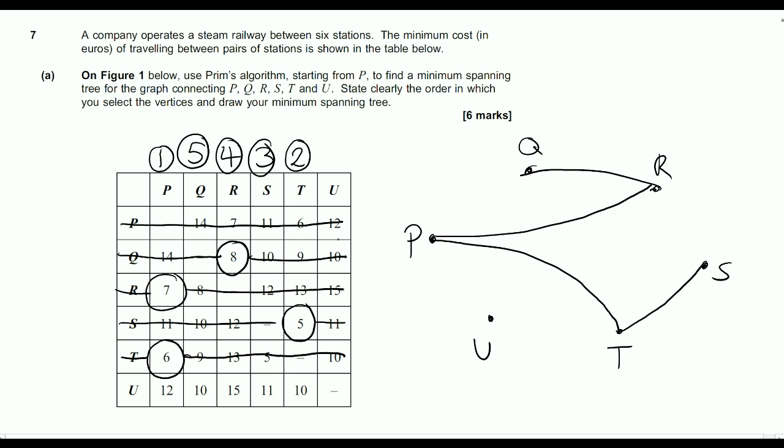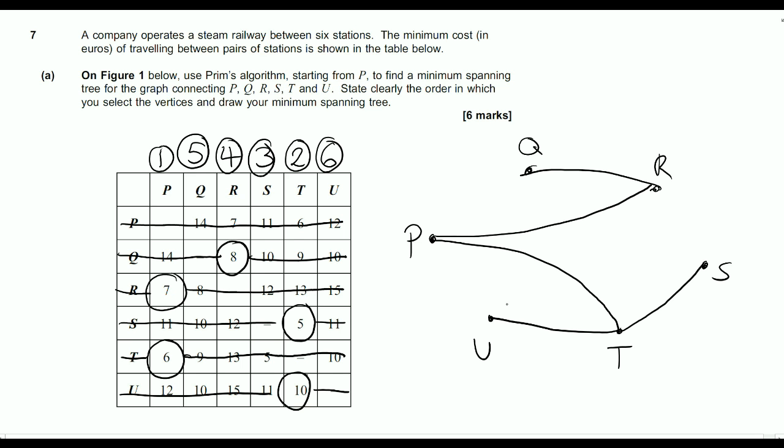So now I just need to visit U. There are 2 possibilities for this one. I can either go Q to U or I can go T to U. Now, in the mark scheme, it just says you can use either. So let's go T to U, go to U 6th, cross out there, and connect up T to U.